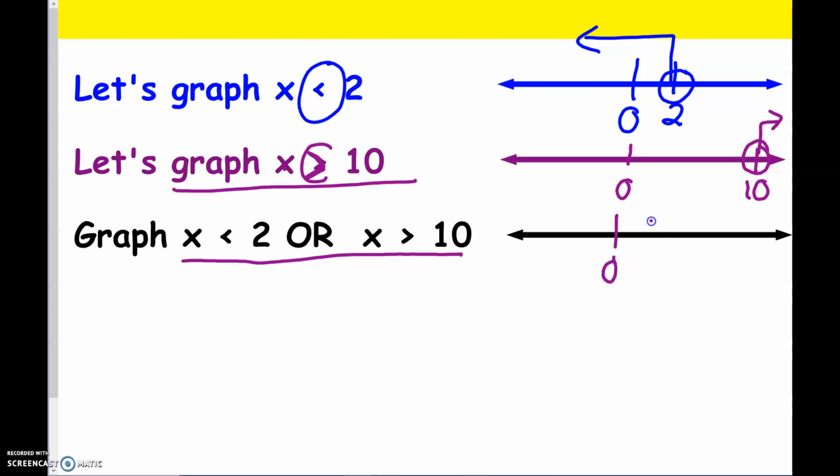And I think most of you are going to agree with me. You would rather not graph this 3 different times. I'd rather put this all on one number line. Do you see how it's an or?